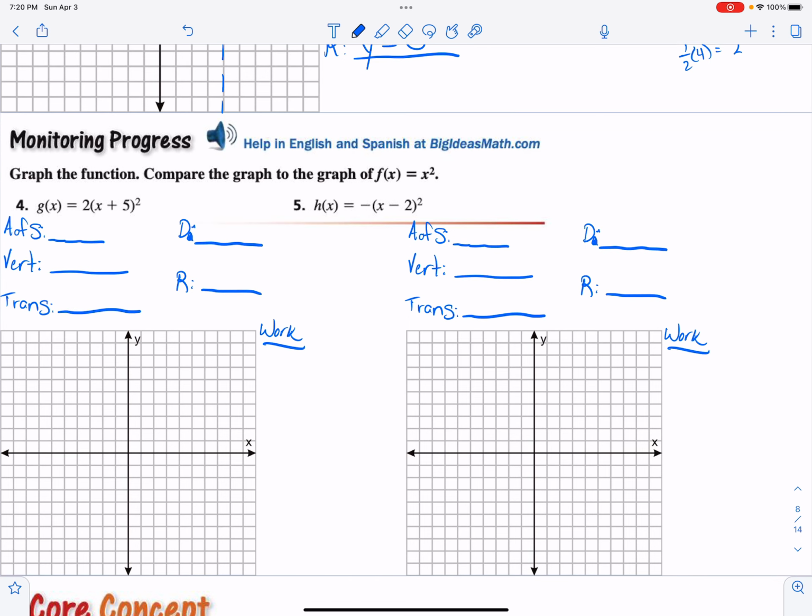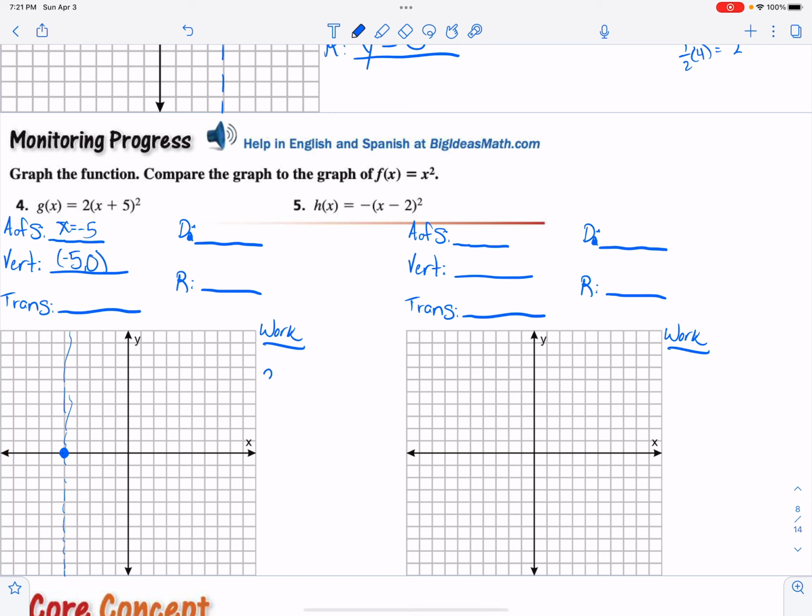So on the first one, and again, pause and try these, our axis of symmetry is at -5. If I plug in -5, I'm going to end up with 0 again, so my vertex is going to be at (-5, 0). So axis of symmetry is -5, and I get (-5, 0) when I plug it in. Now, if I plug in a point, excuse me, not 1, I don't want to plug in 1, I want to plug in -4, geez.